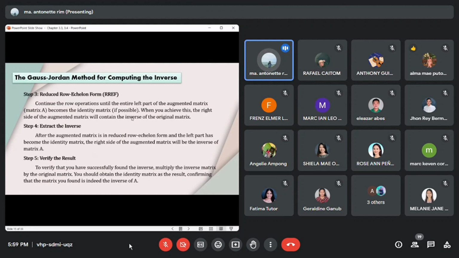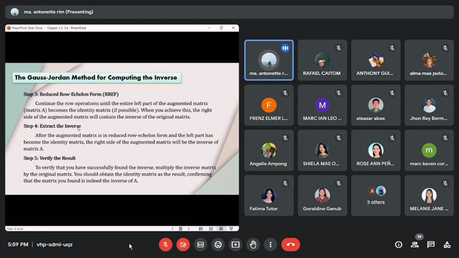Okay, so step 3. Reduce row echelon form. So continue the row operations until the entire left part of the augmented matrix A becomes the identity matrix. So when you achieve this, the right side of the augmented matrix will contain the inverse of the original matrix. Then after that, we extract the inverse. After the augmented matrix is in reduced row echelon form and the left part has become the identity matrix, the right side of the augmented matrix will be the inverse of matrix A.